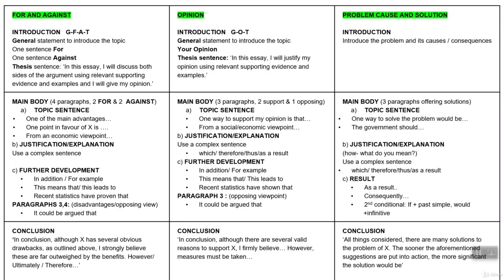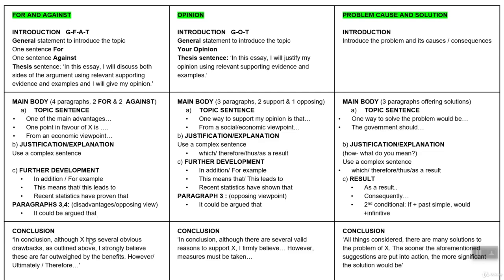This is an outline of the three kinds of essays we mentioned earlier: the for and against essay, the opinion essay, and the problem, cause, and solution essay. Of course, for each of these essays, you must write around 250 words, and you only have 40 minutes to do this. You can see that each of these essays follows a different structure.